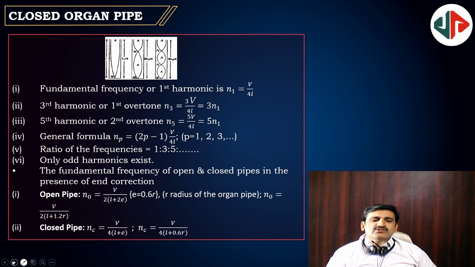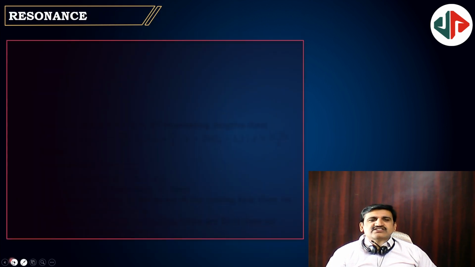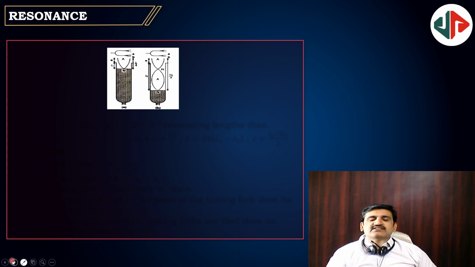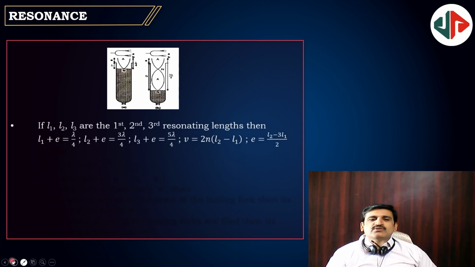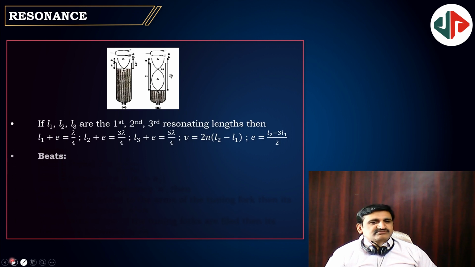This is for closed pipe end correction. Next, resonance and resonating air column experiment. The same tuning fork is used for first resonance and next immediate resonance. The gap will be lambda by 2 because one extra loop will come. So end correction can be (L2 minus 3L1) by 2, and velocity of sound in the particular medium is equal to n(L2 minus L1). L1, L2 are successive resonances.